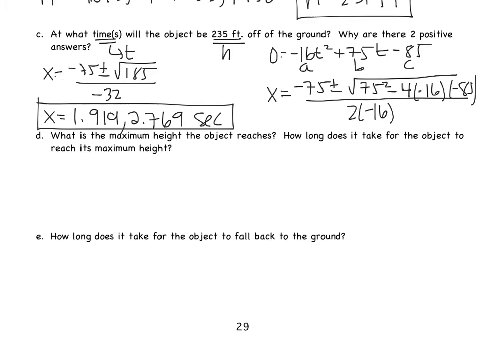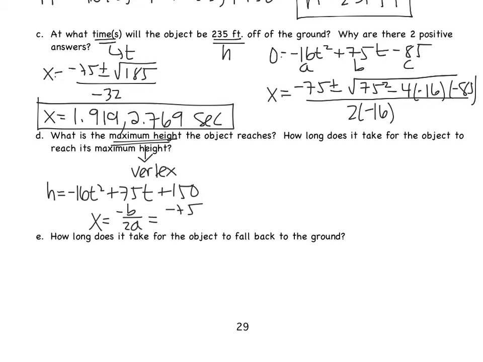So D says, what is the maximum height the object reaches? How long does it take for the object to reach its maximum height? Okay, so if we're talking about maximum height, if you remember from a quadratic, the maximum and the minimum always happens at the vertex. So whatever our maximum height is going to be at the vertex. So if we write our equation again, we get negative 16t squared plus 75t plus 150. Now if you remember way back from the beginning of the chapter, the way to find the x-coordinate of the vertex is negative b over 2a. So in this case, negative 75 over 2 times negative 16.